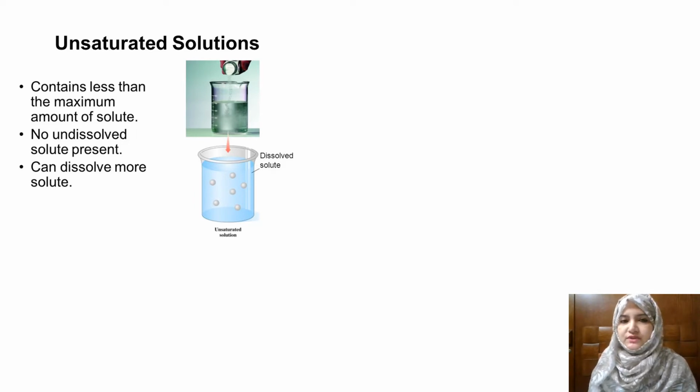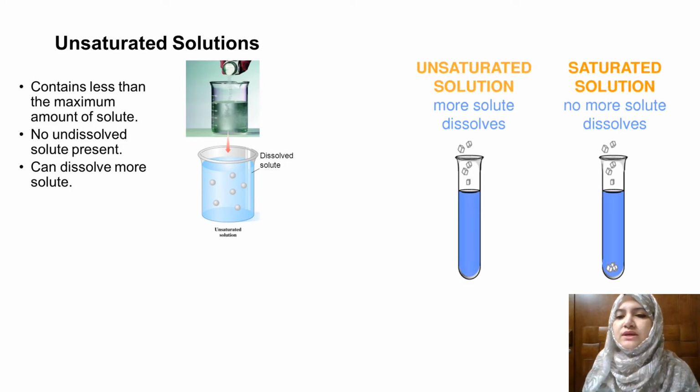And it's a very important condition. We have to maintain a constant temperature, because temperature can affect the solubility. That means a saturated solution is the one in which no more solute can be added at a specific temperature, and an unsaturated solution is the one in which more solute can be added.